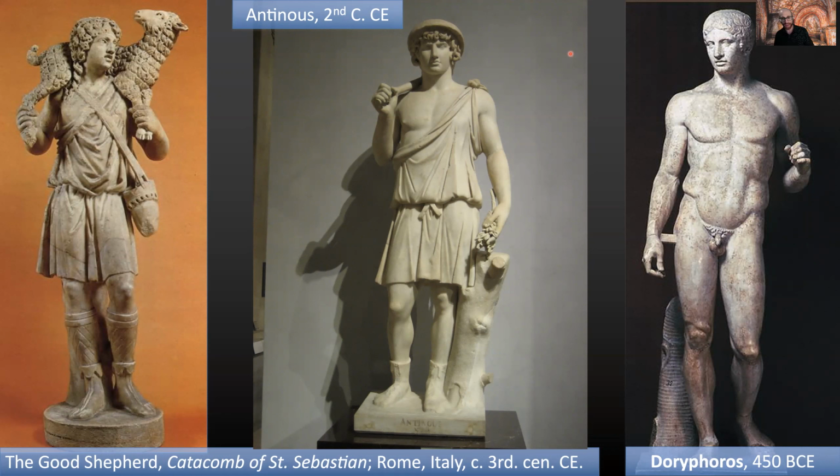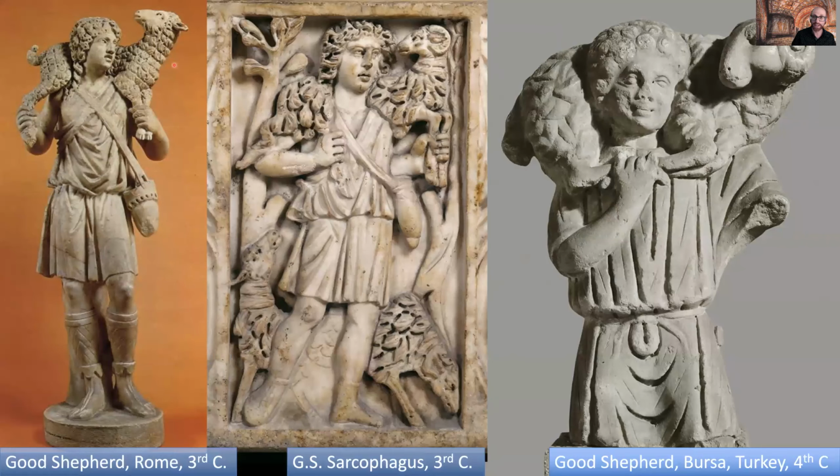And so you note that contrapposto stance, that classical weight shift, the weight all being placed on one leg and the other leg dangling. You can see that Christ here, while presented as youthful and simple shepherd, is nonetheless presented following a model of an idealized human based on Greek and then Roman models. So yes, this is Christian, but it is Roman Christian art that we're seeing here, and it is as much embedded in older Roman and Greek traditions as it is in new Christian modes of thinking and practice.